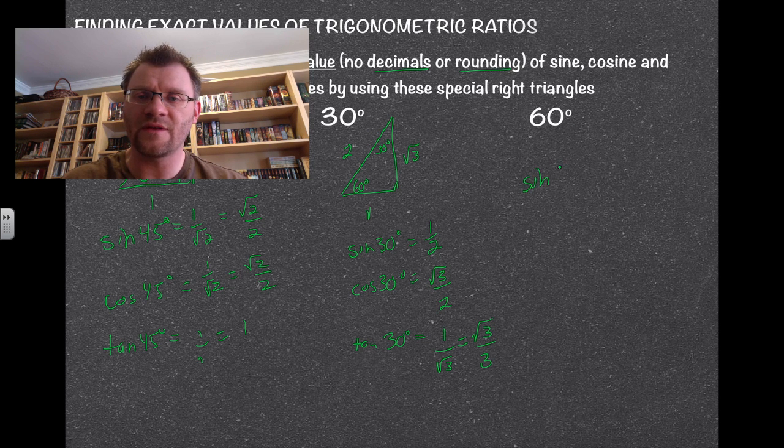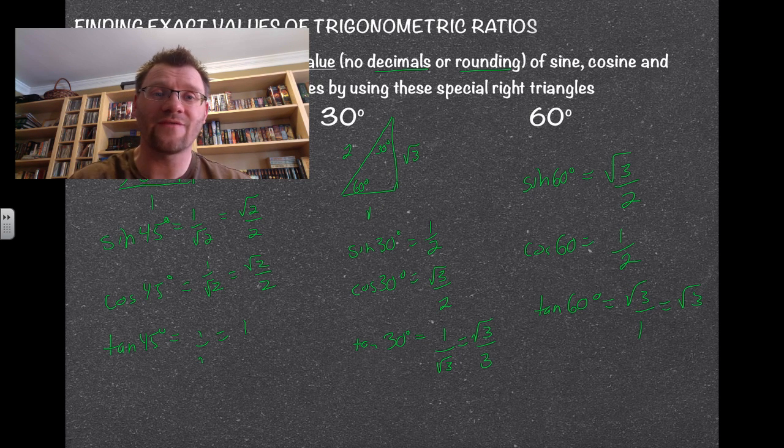Sine of 60 degrees is opposite over hypotenuse, so that's root 3 over 2. There's your opposite side, there's your hypotenuse. Cos of 60 degrees is adjacent over hypotenuse, that's a half. And tan of 60 degrees is opposite over adjacent, so that's root 3 over 1. We just leave that as root 3. So there are your exact values of sine, cos, and tan for 45, 30, and 60 degrees.